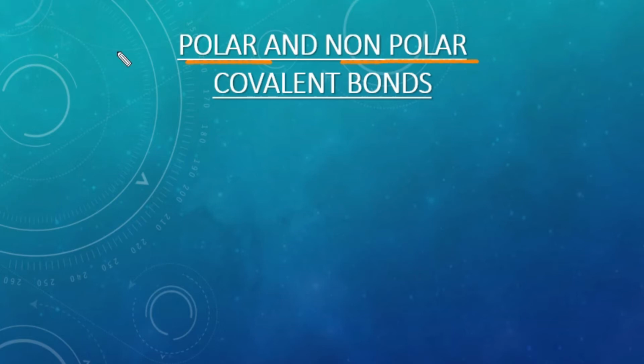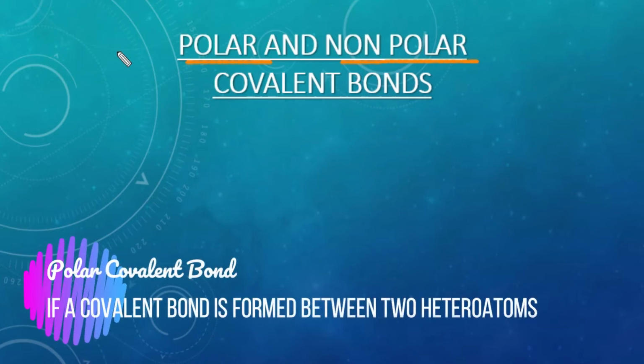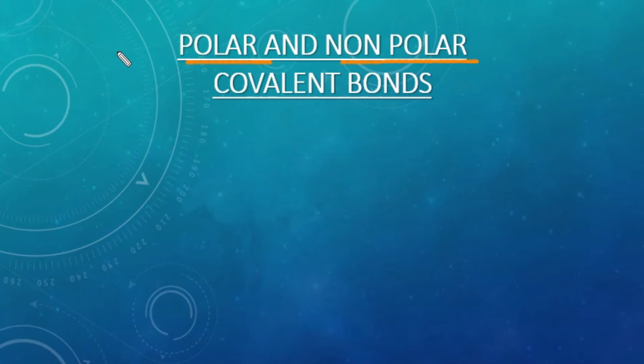What is a polar covalent bond? A polar covalent bond is the bond formed between two heteroatoms, dissimilar atoms. If a covalent bond is formed between two dissimilar atoms, heteroatoms, then the bond pair of electrons will not be attracted equally by both the atoms. Such a type of bond is called a polar covalent bond. In this definition, you have heard heteroatoms. What are heteroatoms? Heteroatoms means two dissimilar atoms, the atoms of two different elements.